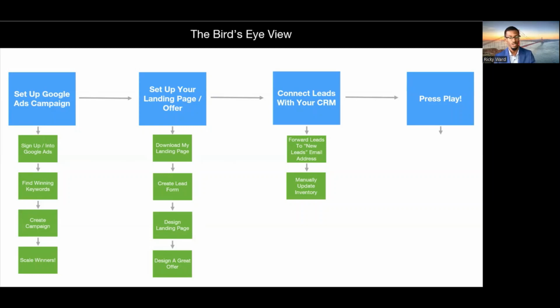go ahead and press play. Turn everything on. So turn on your ads. So the reason why you had to save it as a draft is because you had to get the landing page set up, and then you get a URL. Put that URL inside the ads, get started.